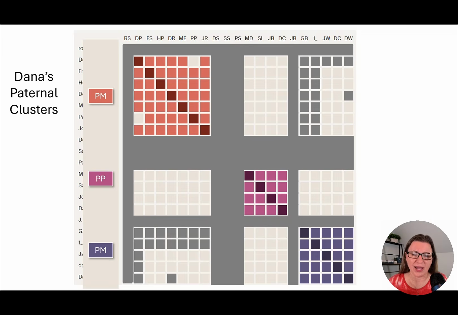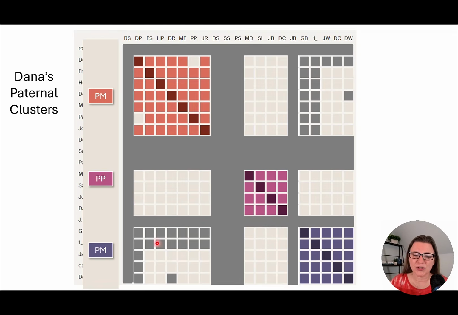Now, something else I notice when I'm working on this is the gaps. So gaps are so important. We have this big gap here, these white cells, and it's showing that this cluster and this cluster, when you get rid of those first cousins, are not connected at all. So my dad's mom and my dad's side are not connected. And we also see that here where dad's dad and dad's mom are not connected.